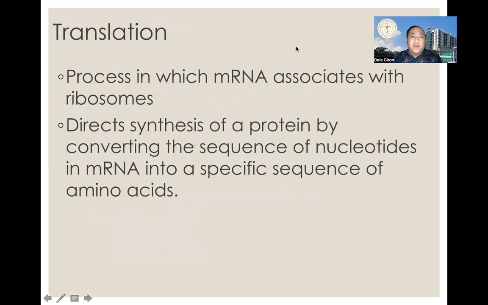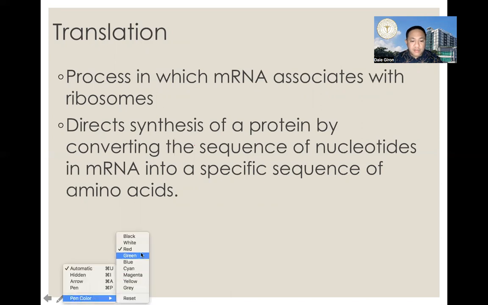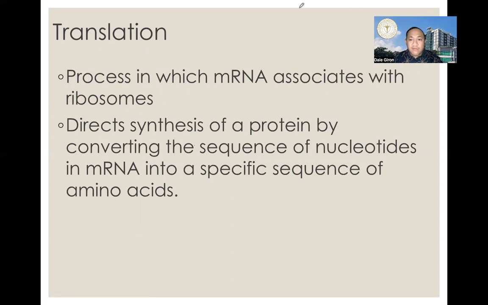As mentioned a while ago, we want to synthesize more protein. So in order to synthesize a protein, we need this translation. This is the process wherein those mRNA will be associated with ribosomes. Okay? To direct synthesis of a protein, they will convert that mRNA into a specific sequence of amino acids.